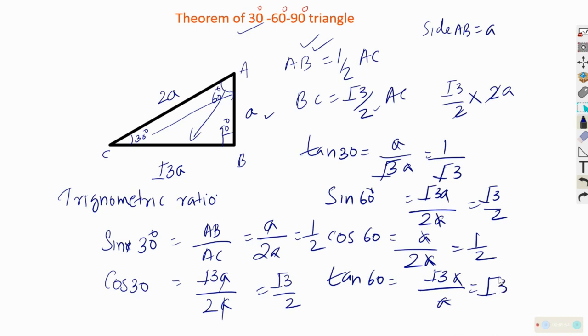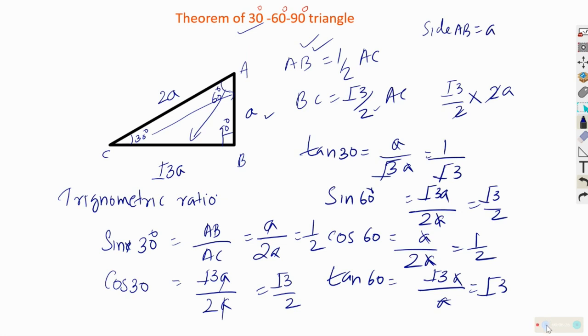We got, in a 30, 60, 90 degree triangle, the trigonometric ratios: sine 30 is equal to half, cos 30 is equal to root 3 upon 2, sine 60 is equal to root 3 upon 2, tan 30 is equal to 1 upon root 3, tan 60 is equal to root 3. We got all these answers. Understood? And this is applicable to a 30, 60, 90 degree triangle.